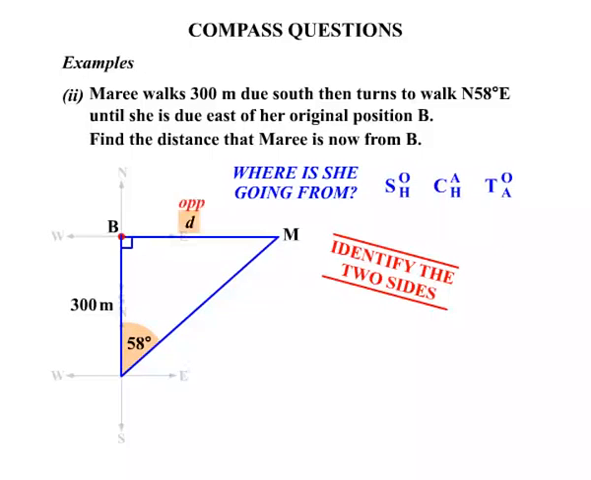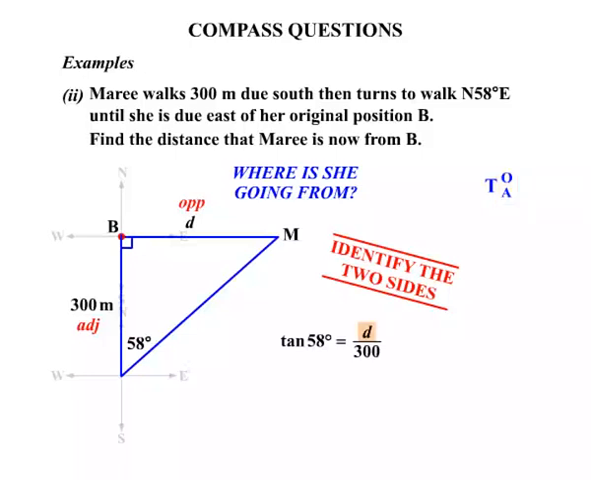D is directly opposite that, so that's the opposite side. The 300 meters is next to the 58 degrees, it's the adjacent side. So, opposite and adjacent, which one are we going to choose? We're going to choose the tan ratio. Choosing tan, the angle's 58 degrees, so we write tan of 58 degrees. Now it equals the opposite over the adjacent, so in this case, D over 300.